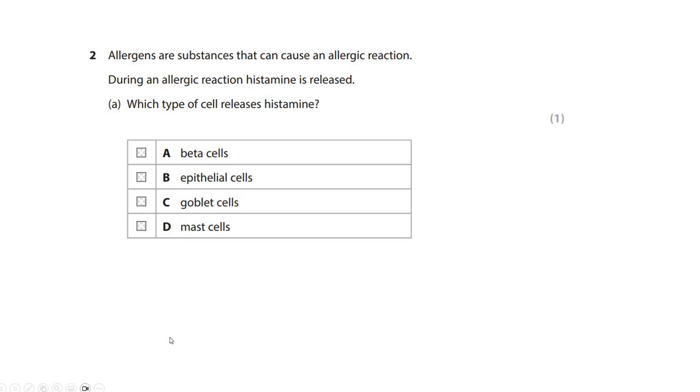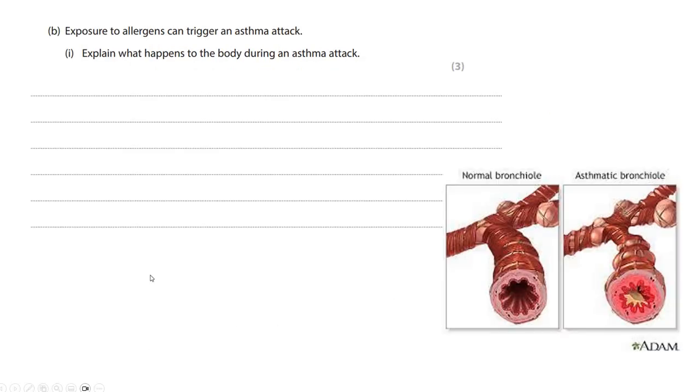Allergens are substances that can cause an allergic reaction. During an allergic reaction, histamine is released. Which type of cell releases histamine? It is mast cells. Exposure to allergens can trigger an asthma attack. Explain what happens to the body during an asthma attack.